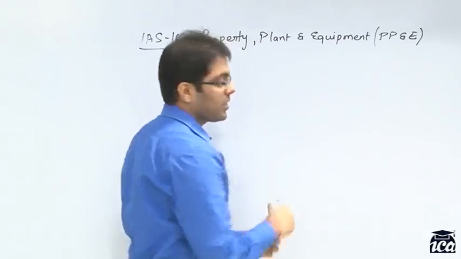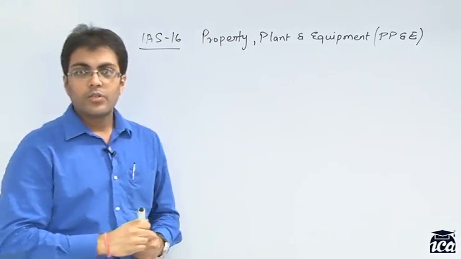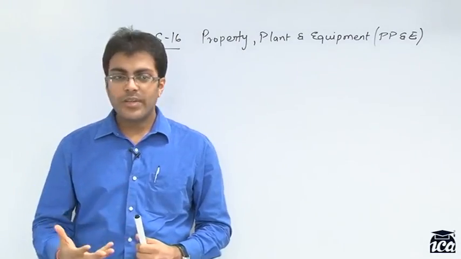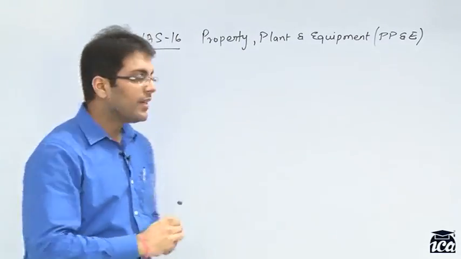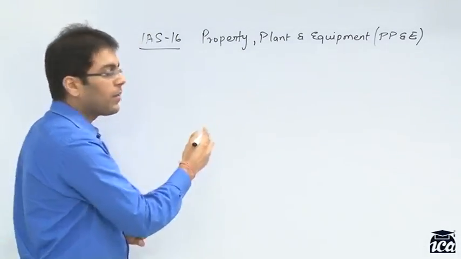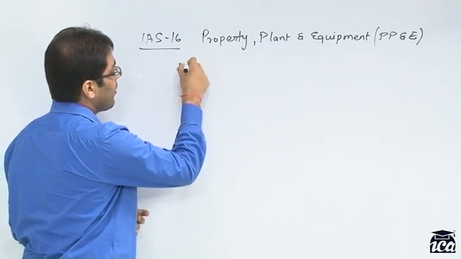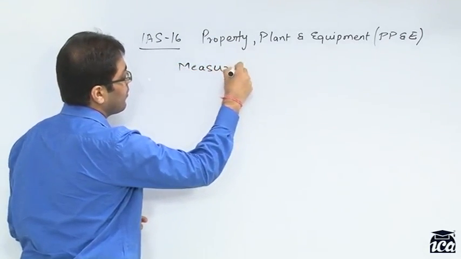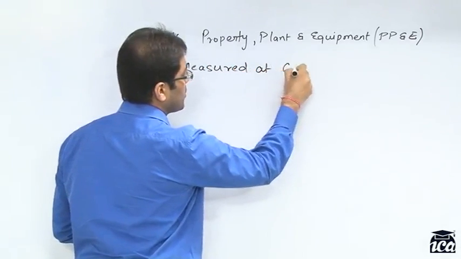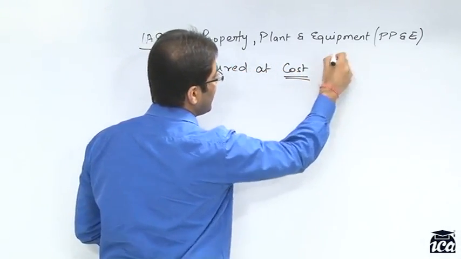Now we talked about cost, right? Yes. So an asset has to be recorded at cost. We know that in case of a fixed asset or in case of property, plant and equipment, it is measured at cost. That is the initial recognition.